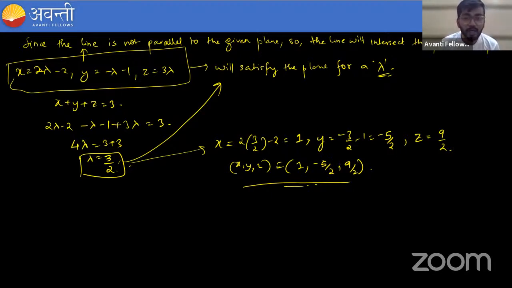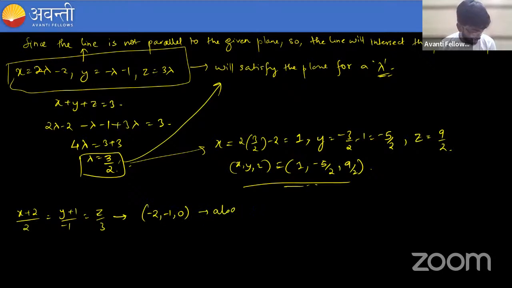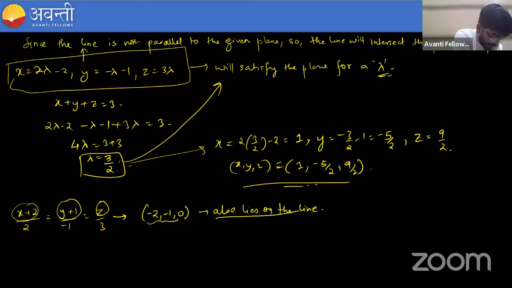Now we can also see that the given line is (x plus 2) by 2 equals (y plus 1) by minus 1 equals z upon 3. So the point minus 2, minus 1, 0 also lies on the line, right? x plus 2 is 0, y plus 1 is 0 and z is 0. So this point will also lie on the given line.